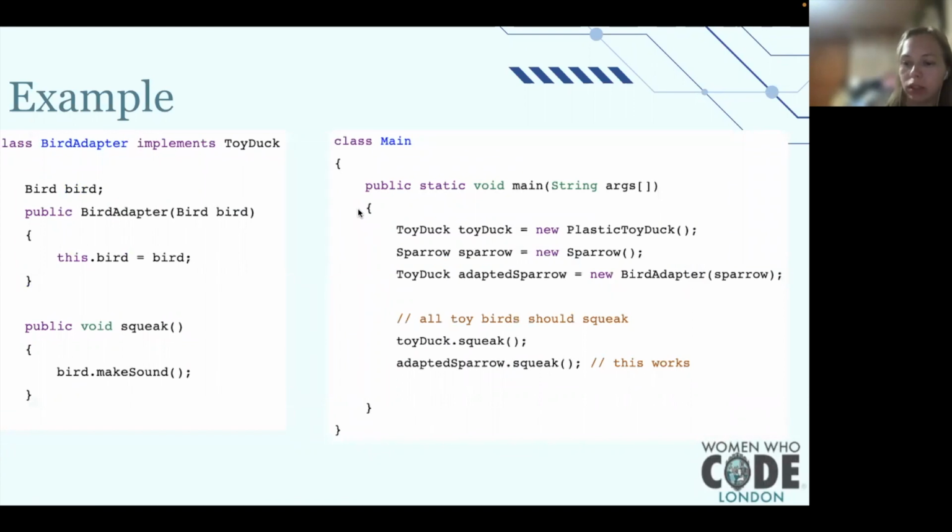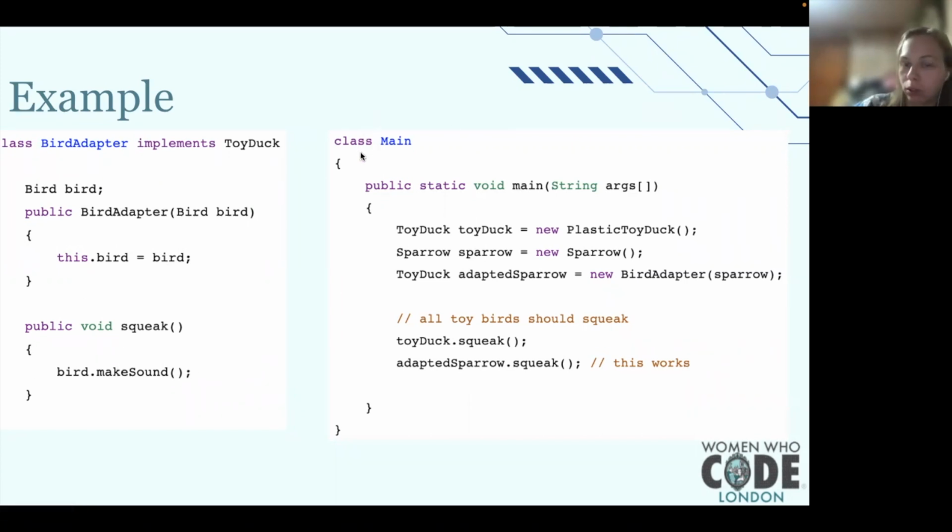So again, we can imitate that our bird is a toy duck in the same way how we treat our UK power plug to be a US one when we use an adapter, right? So here what we do is the following. We create a class named bird adapter that implements the toy duck interface. Why does it implement toy duck? Because we want all the creatures to be able to squeak. So in this bird adapter, we're going to pass the bird that is going to pretend to be a toy duck. And then when this pretending bird squeaks, it actually makes a sound.